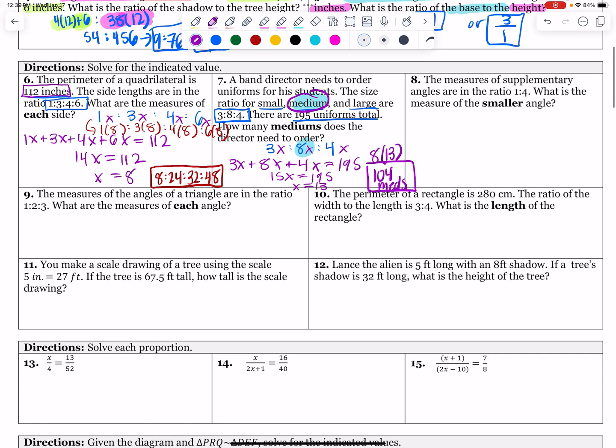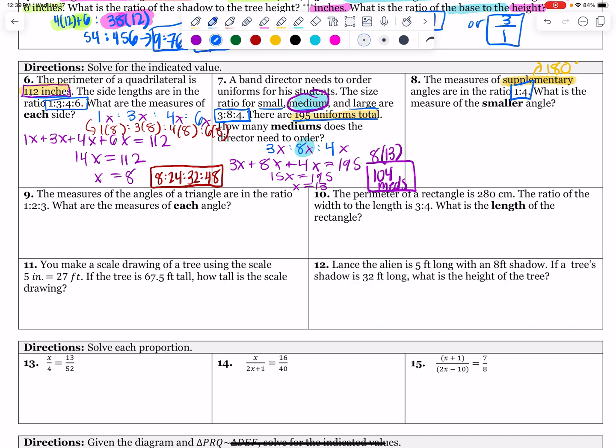All right, the measure of supplementary angles are in the ratio of 1 to 4. What is the measure of the smaller angle? And unfortunately, it does not give me a total here. Like on the other problems I've done so far, I had a total of 195, a total perimeter of 112, but this just says supplementary. So you have to think back to chapter 1 and what we said that supplementary angles added up to. It was a pair of angles that added up to 180.